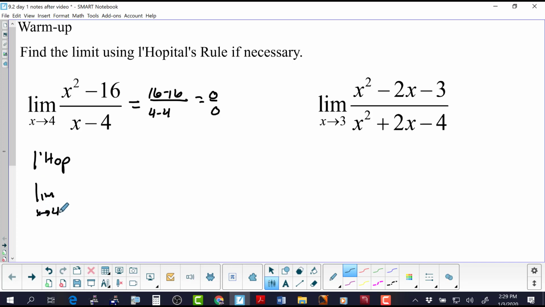The limit as x approaches 4 of the derivative of the top, which is 2x, over the derivative of the bottom, which is 1. We can plug 4 in now. So 2 times 4, the limit is 8.